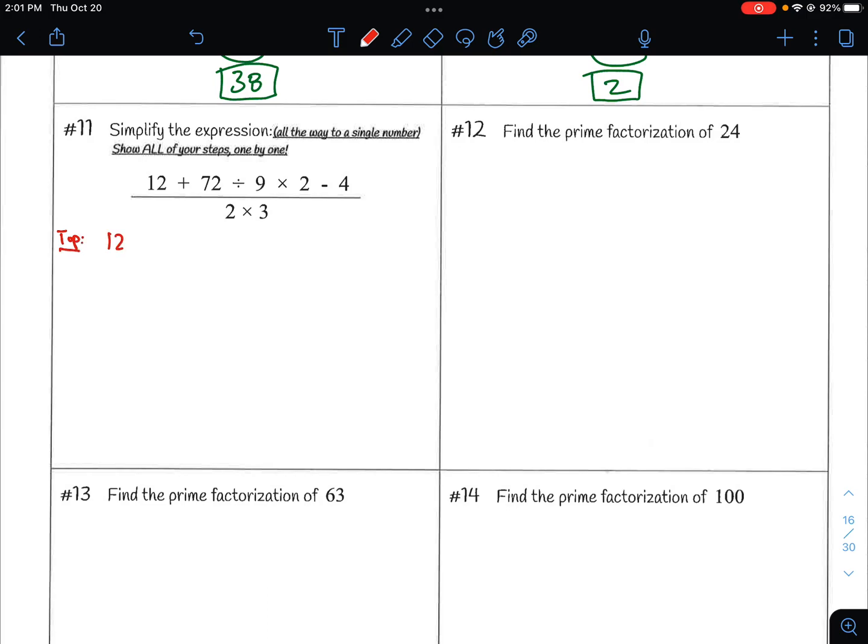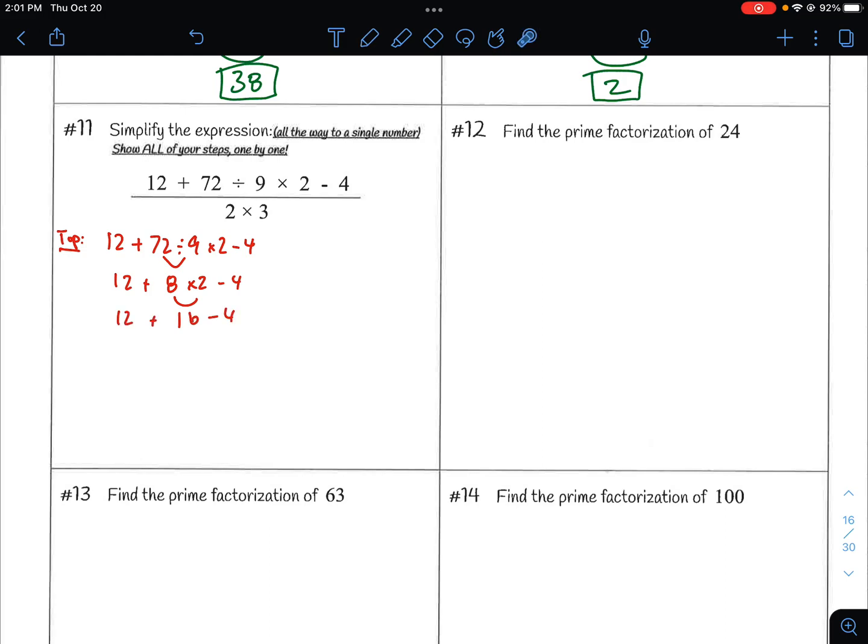12 plus 72 divided by 9 times 2 minus 4. All right, no parentheses, no exponents, but we do have division and multiplication, so we go left to right. 72 divided by 9 is 8, times 2 minus 4, 12 plus. Got to deal with that multiplication first. That's 16 minus 4, 12 plus.